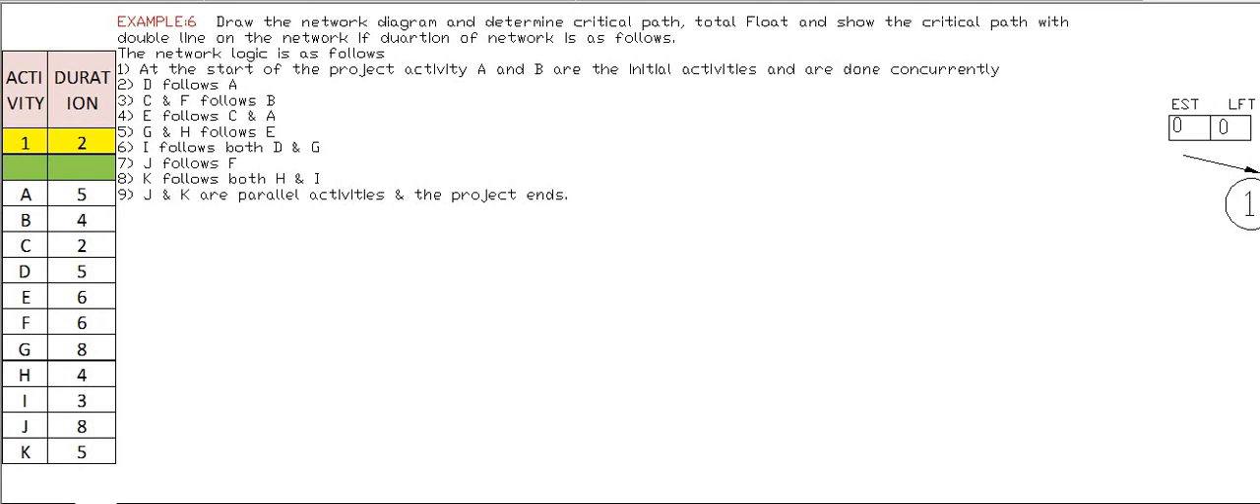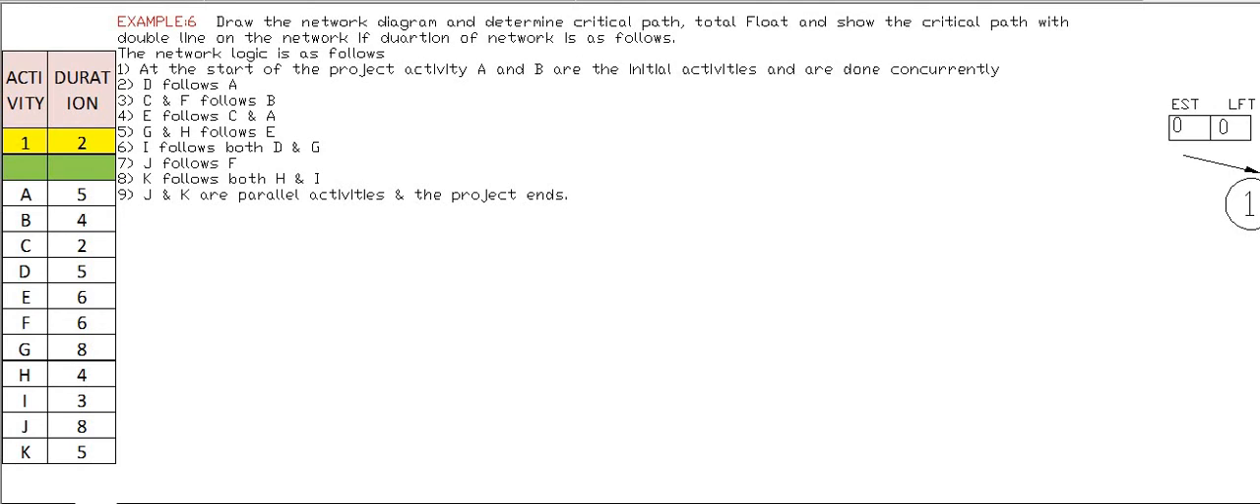So these activities and durations are given, but while drawing the network diagram we have to follow some conditions, or descriptions. The network logic is as follows. While drawing the network diagrams we have to see which activity is a preceding activity, which activity is to be completed first, and which next activity is to be started.